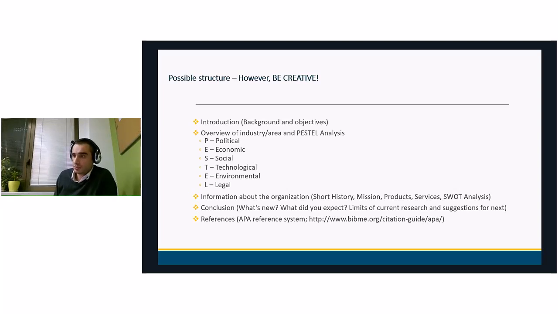The social analysis focuses on the sociocultural part. For example, in some countries they don't eat cows, and we cannot import meat or milk products there if they see the cow as a symbol.